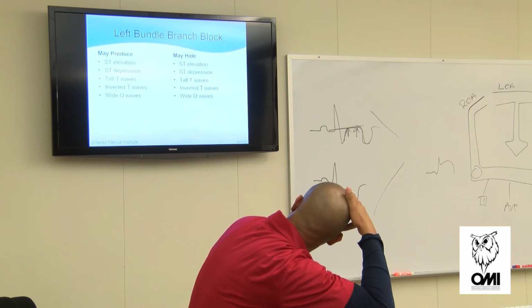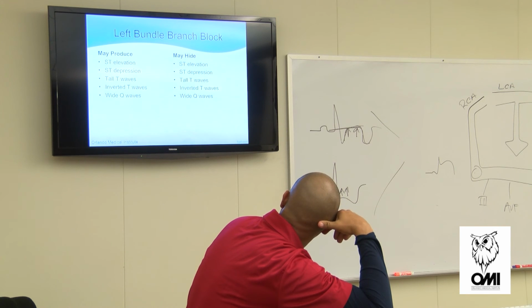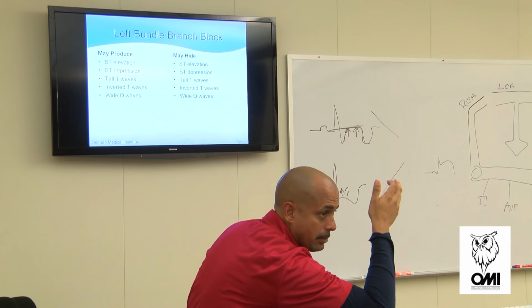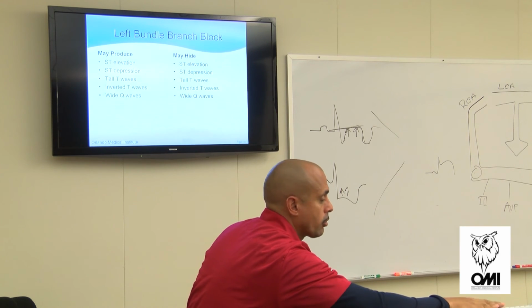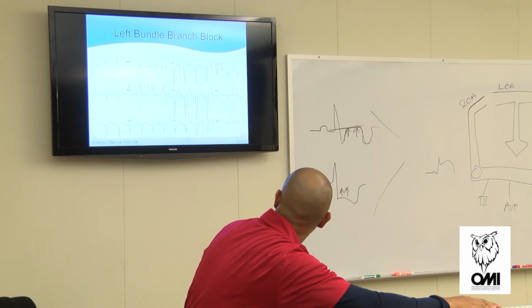So left bundle branch block could produce ST elevation, ST depression, T waves, inverted T waves. It could also hide the same thing. So we use the Scarbosa criteria to analyze that.